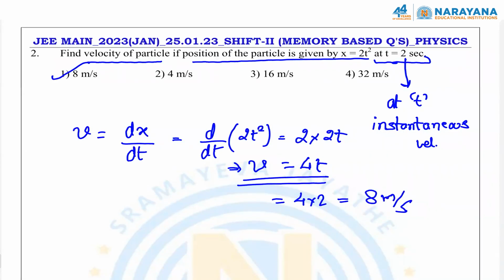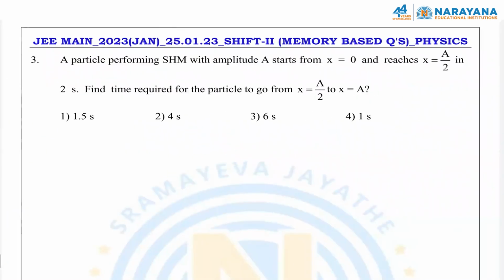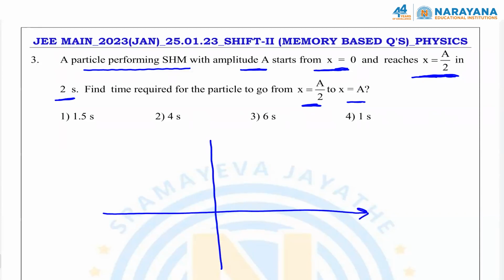All right, let's go to the next question. We have a particle that is performing SHM. The amplitude is A, and it starts from x equal to 0 and reaches x equal to A by 2 in 2 seconds. We have to find the time taken to move from A by 2 to A. This is a very common kind of question which is usually asked in SHM. One of the ways of solving this is to compare with circular motion, the easiest way. So normally what we do is we compare the SHM with circular motion.